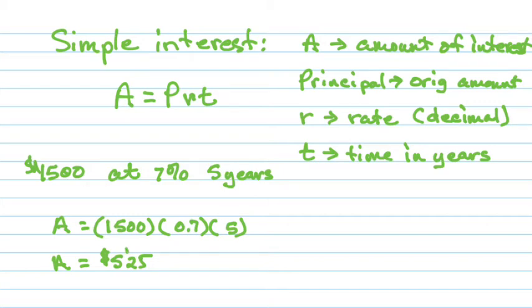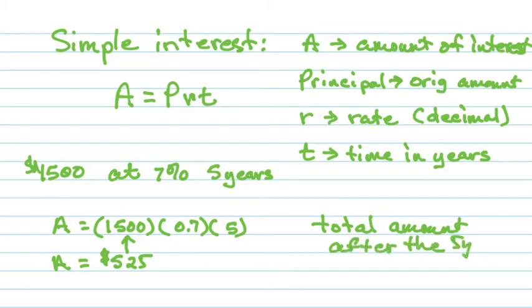Think about it. 500 is less than the 1,500 I put in, right? So it's not the final amount you have. That's just the amount of interest. What if I want the total amount after the 5 years? What could I do to find that?